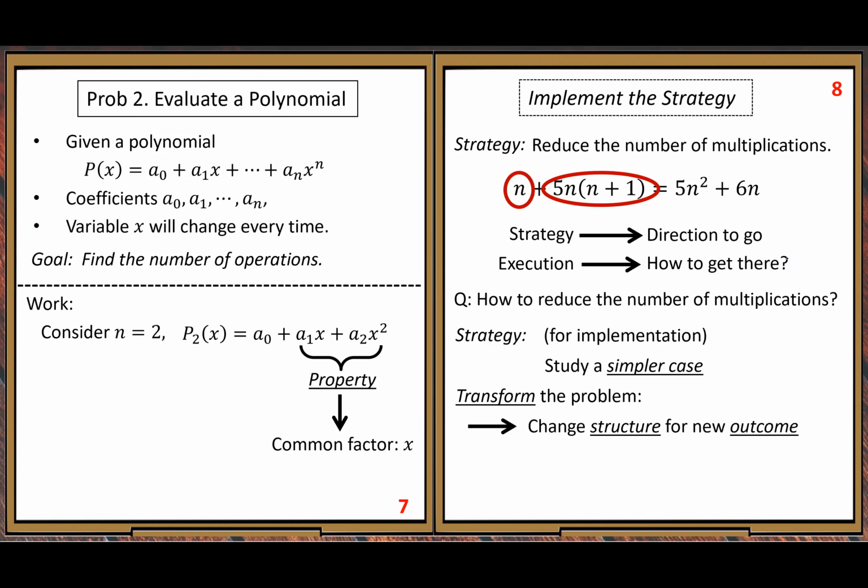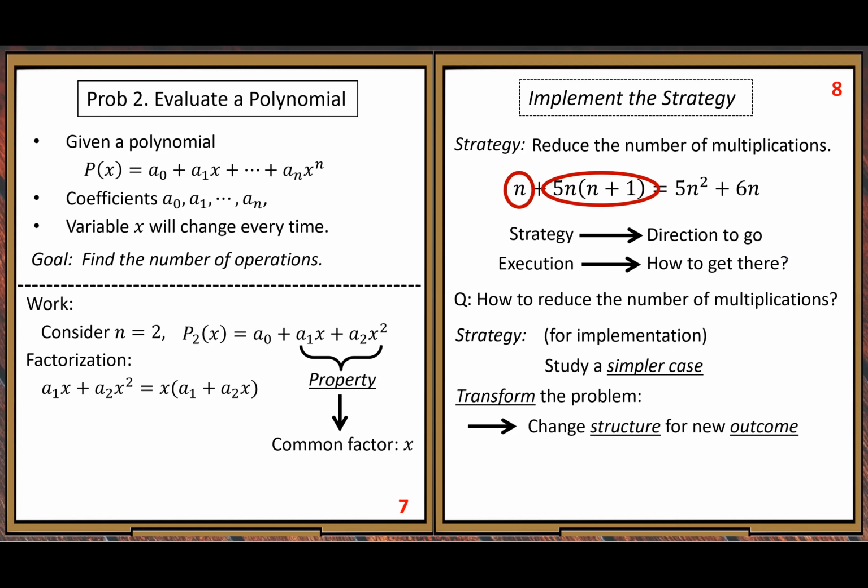So we transform the problem. We change the structure for a new outcome. We do not want to change its value, but we can change its structure. Same value in different structure. So here, let's do factorization. When we do factorization, we change its structure. Factor this common factor out. So this one has a different structure, right? These two have the same value, but different structures.